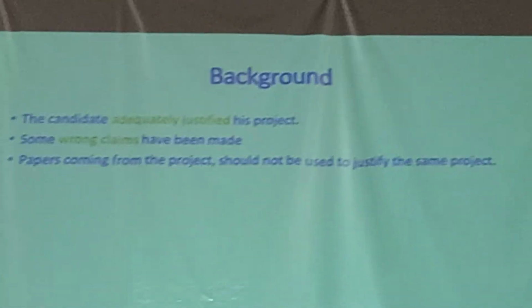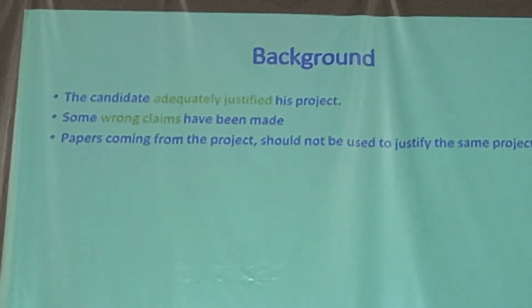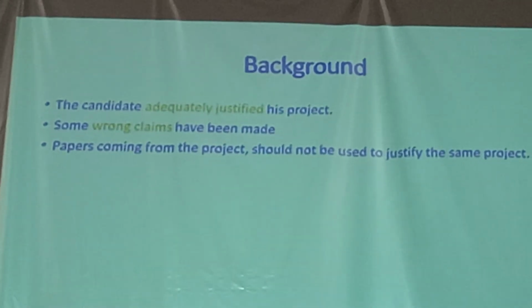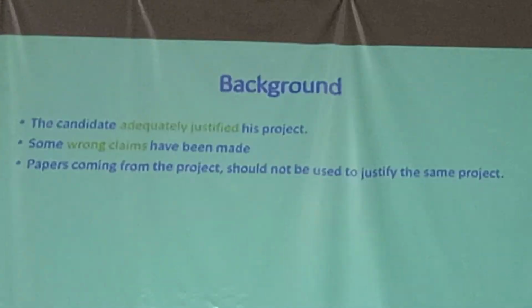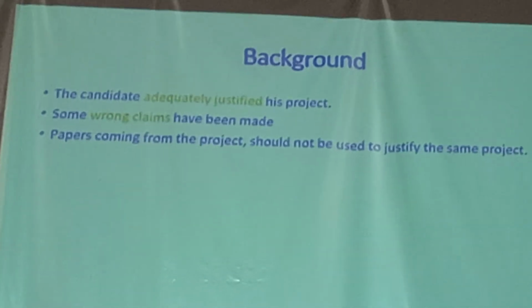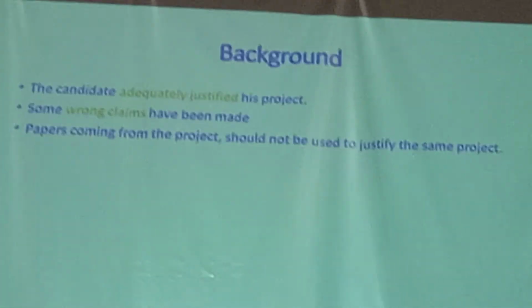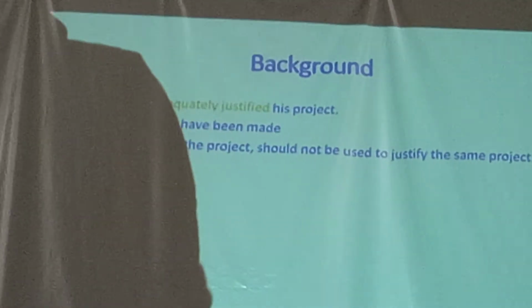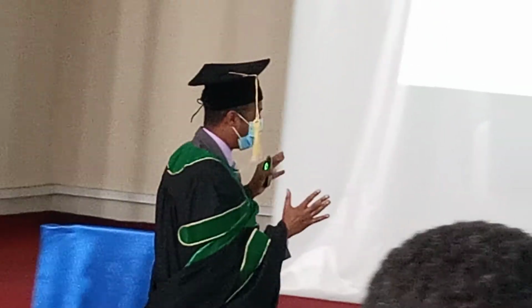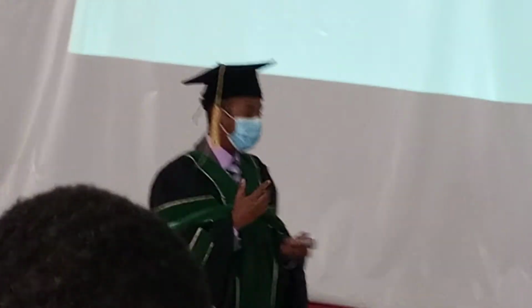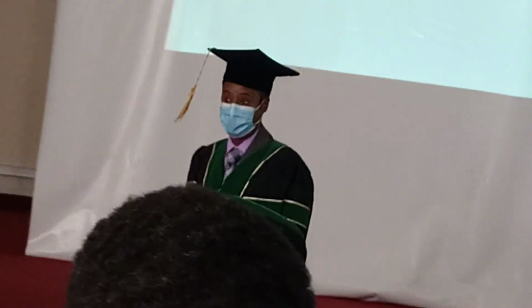In the background section, the candidate has actually justified his project, except that in some cases he went a little far to justify his study. Like at some point he claimed risk factors of malnutrition are not known. Factors associated with malnutrition are not known, so that more studies are needed, which is not true in reality. Plus, at some point, even in his presentation, he tried to justify his study based on the paper he has already published from the same project, which is not appropriate, because the intention of this overall presentation is to justify the project. So a paper coming from the same project should not be used to justify that project.